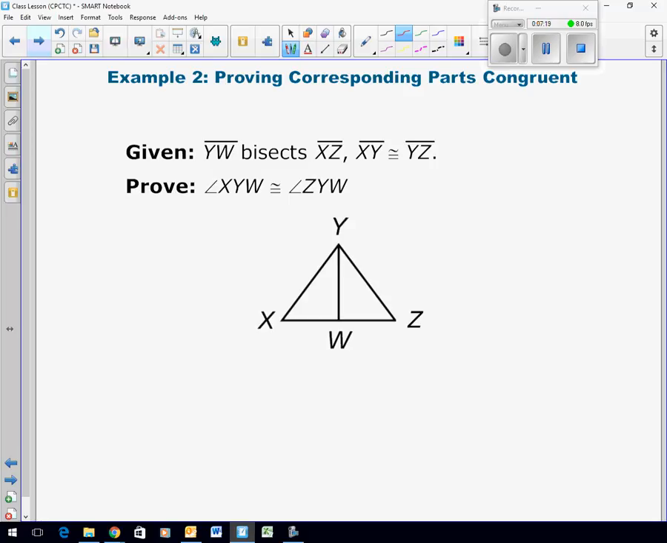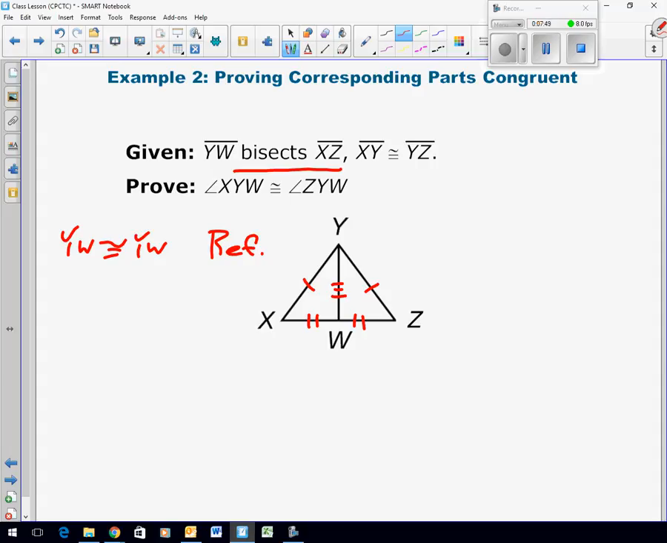Get to it. These two are congruent because it tells me they're congruent. A bisector splits a segment into 2 congruent segments, correct? How is YW congruent to itself? YW is congruent to YW because of the reflexive property.